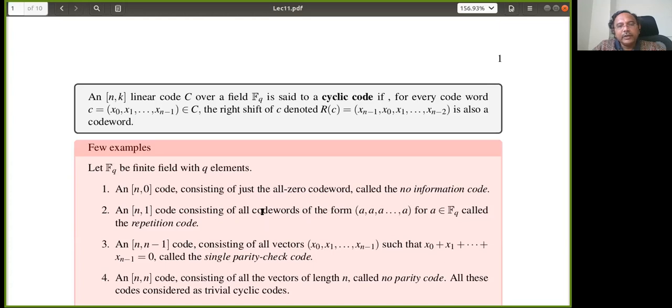That is exactly opposite, meaning the complement of the repetition code, right? So that is how it looks: vectors x0, x1, ..., x(n-1) such that their sum is equal to 0. Please note that I am starting with x0 here. There is some reason, later you will understand. So it is called a parity check code, the single parity check code. There is only one equation here, right?